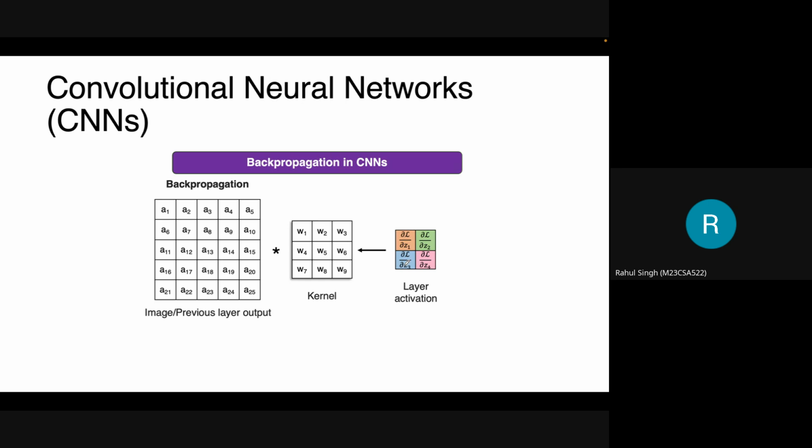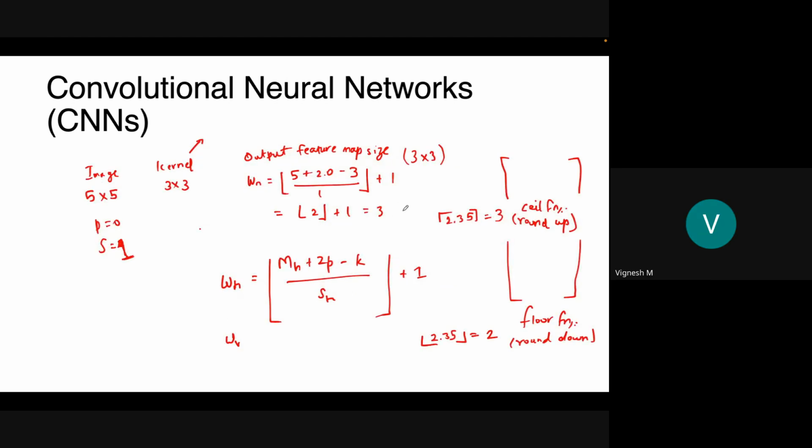Sir, can you repeat? Just now we discussed that we took a 5 cross 5 image and a 3 cross 3 kernel, with no padding, right? But in this case, the output of the convolution is 2 cross 2. We just figured out it's 3 cross 3 if you take this. So what has changed here?